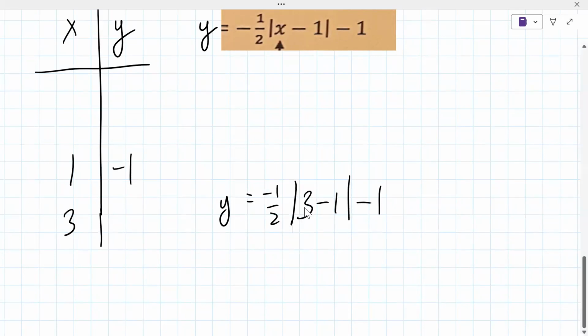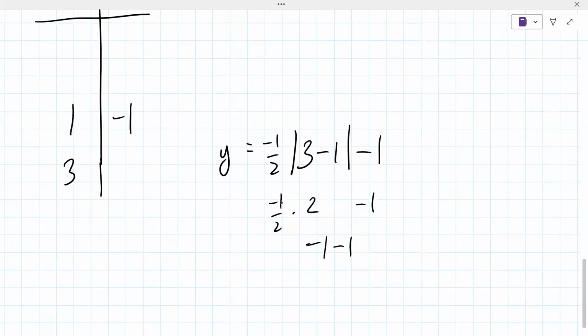Now, 3 minus 1 is 2. Absolute value of 2 is 2. -1/2 times 2 all of a sudden is a nice number. It becomes -1. -1 minus 1 is -2, like that. Now, maybe you like fractions. Maybe you're the exception. I recommend not getting involved with fractions if you don't have to.